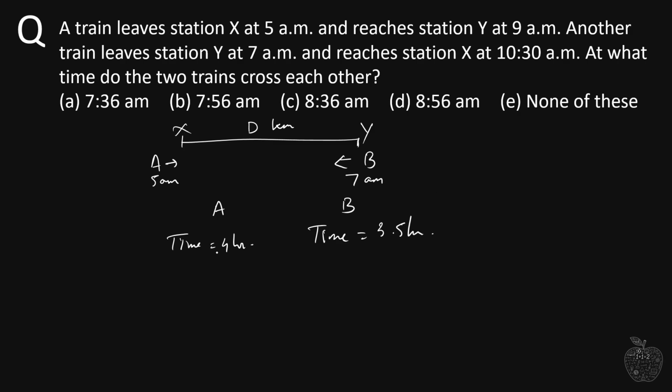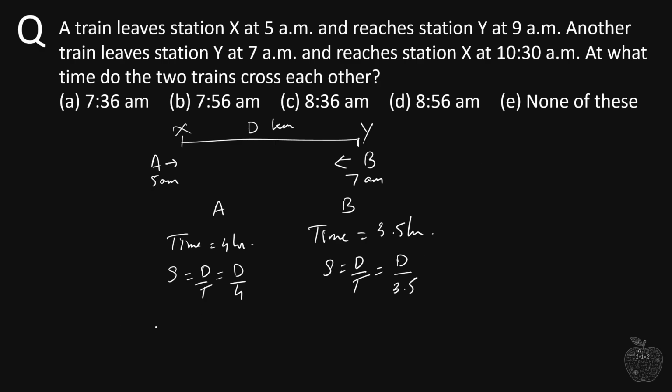Okay, now we know that speed is equal to distance upon time. Here the distance traveled by A is d kilometers and the time taken is 4 hours. So we get the speed of A, which is d by 4. And similarly with train B, we know that speed is equal to distance upon time. Distance is d, time taken is 3.5 hours.